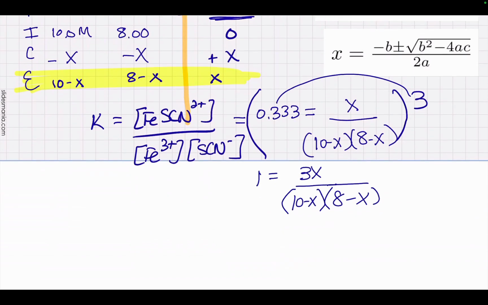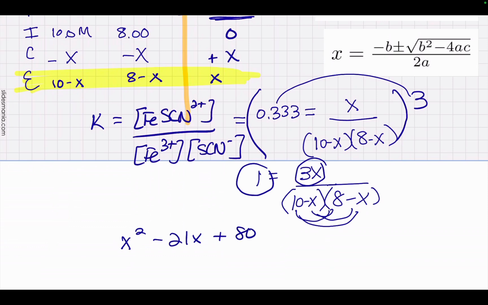But then you have to do the math. You do need to FOIL, and you do multiply it by 1, which won't change anything. And then you do need to simplify it. Once you simplify it into the format of the quadratic equation, you should get x squared minus 21x plus 80 equals 0. So my A is 1, my B is negative 21, and my C is 80.